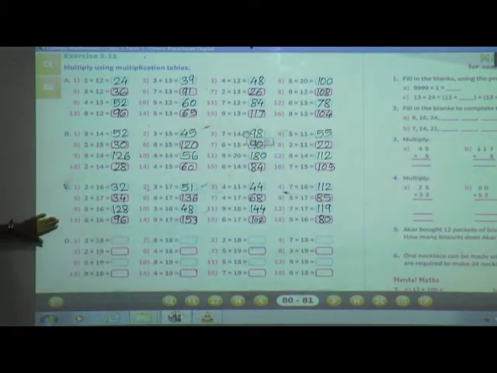Clear? Till C question. Have you completed all three questions A, B, C in your textbook? Okay. Along with me only you have to solve the next question also. That is question number D.